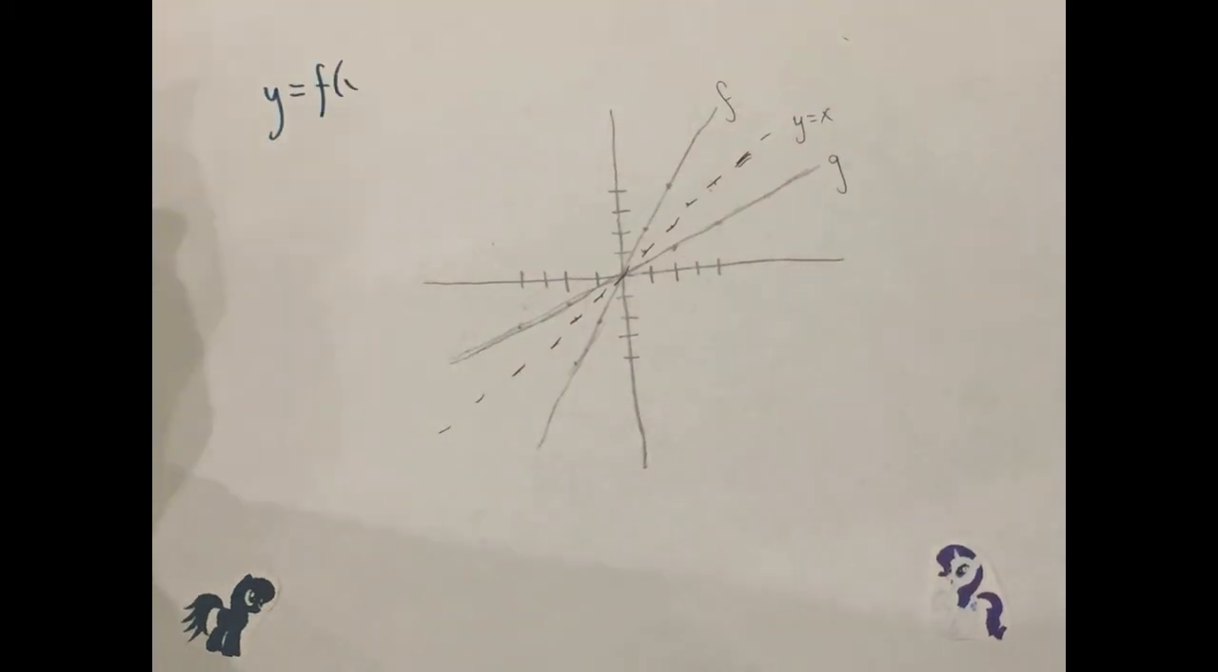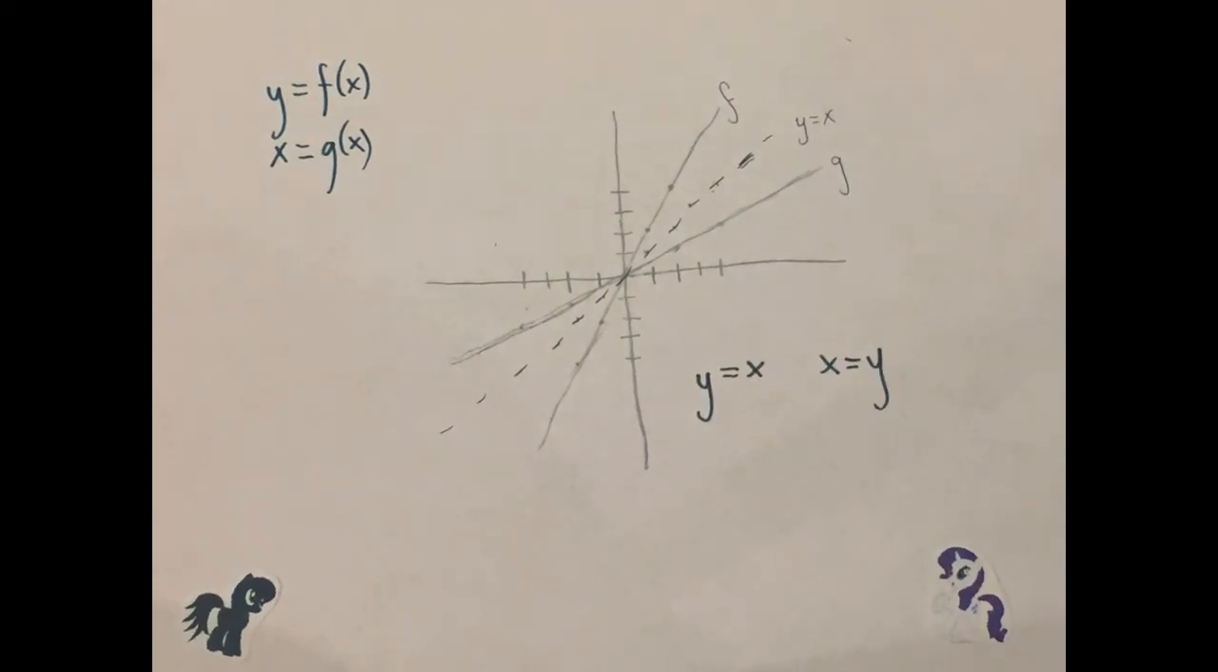Recall that y equals f of x while x equals g of y. Thus, function f is set up with ordered pairs of (x, y), while function g is set up with ordered pairs of (y, x). Because y equals x is equivalent to x equals y, the line y equals x serves as a line of reflection between the function and its inverse.